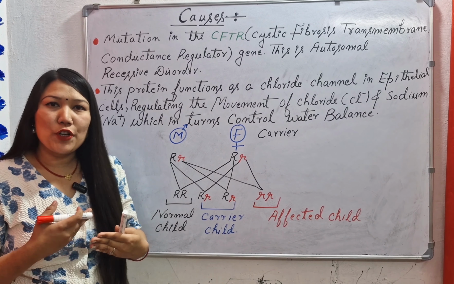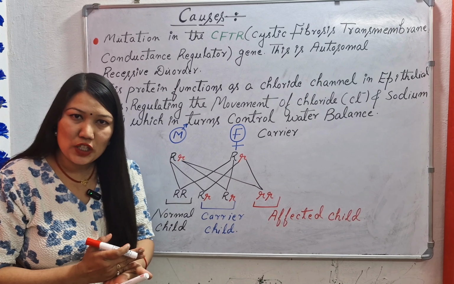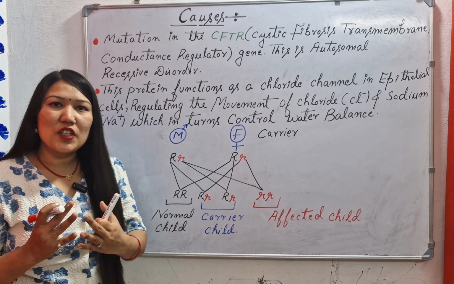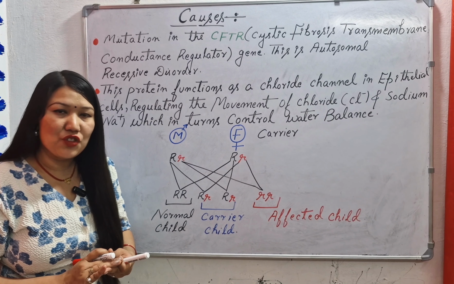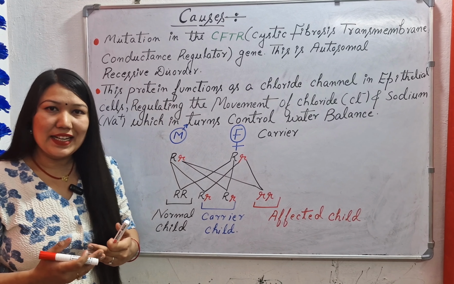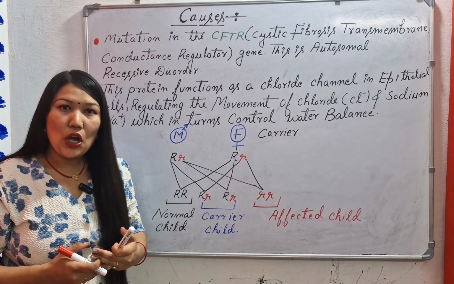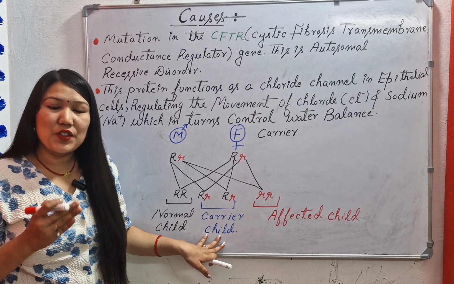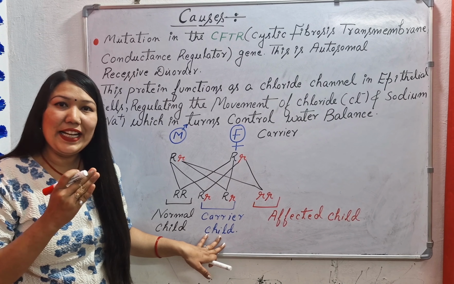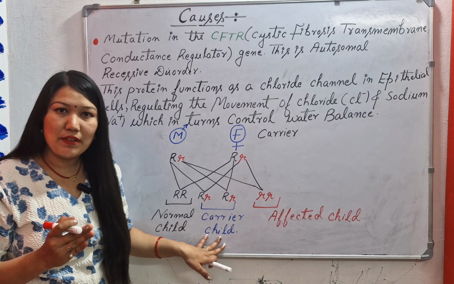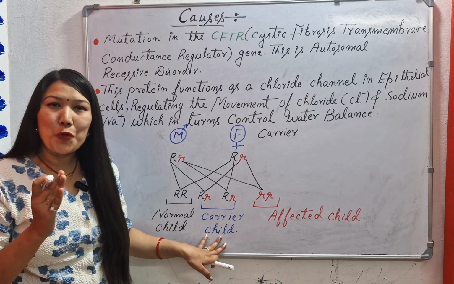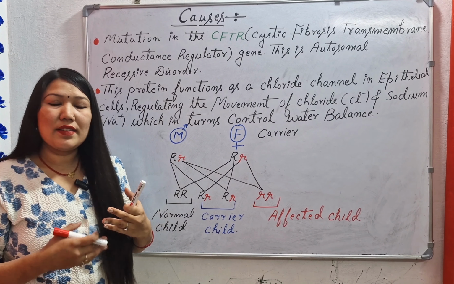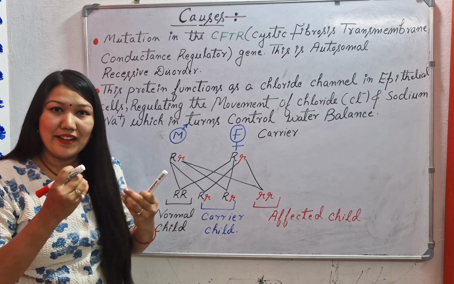So what do you mean by mutation? Mutation means there is a deletion of the gene or a dysfunctional protein formation. Why is this CFTR gene important? Because this CFTR gene forms a protein known as CFTR protein or phenylalanine protein. The gene is present at the 508th position in the long arm of chromosome number 7.